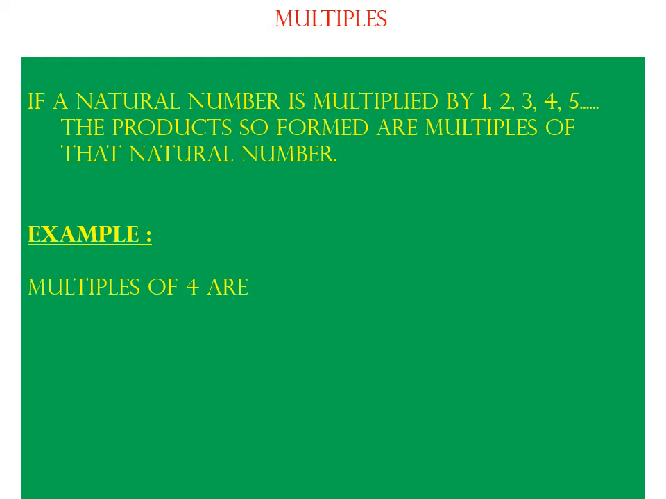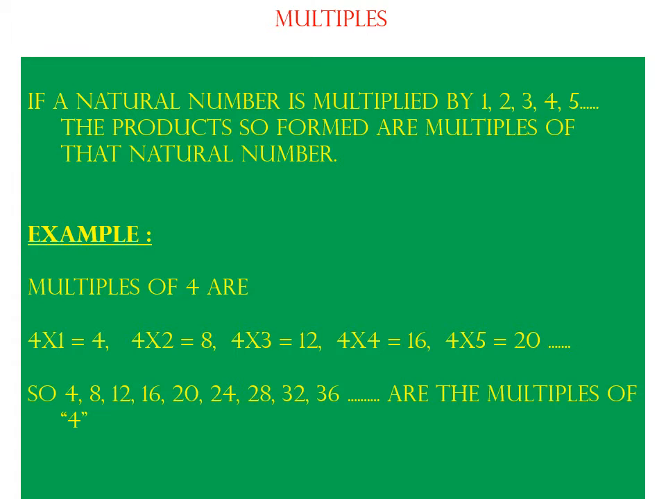Let us find the multiples of 4. To get the multiples of 4, we have to multiply 4 by 1, by 2, by 3, by 4, etc., as many as we want. Now we multiply 4 by 1, we get 4. 4 into 2, 8. 4 into 3, 12. 4 into 4, 16. 4 into 5, 20. So 4, 8, 12, 16, 20. If we go on, 24, 28, 32, 36, etc. are the multiples of 4.